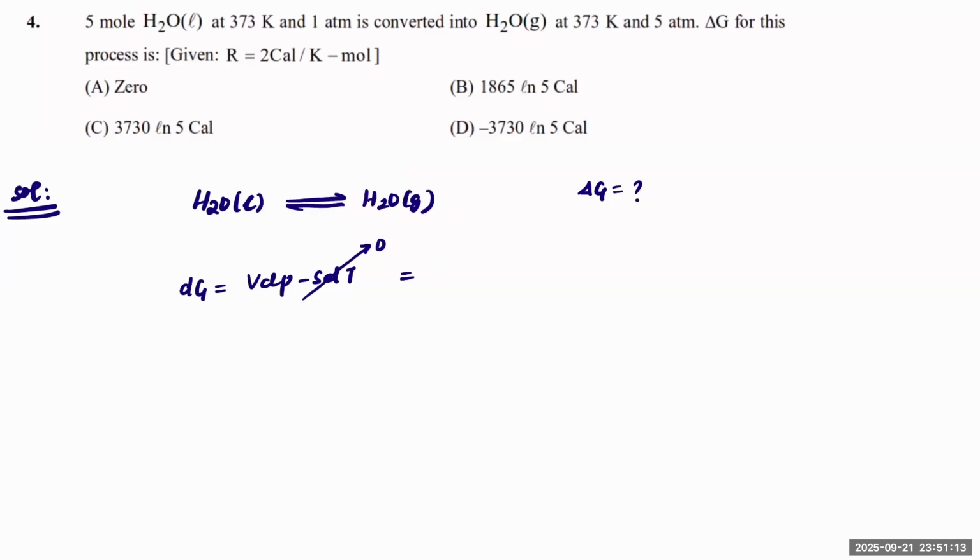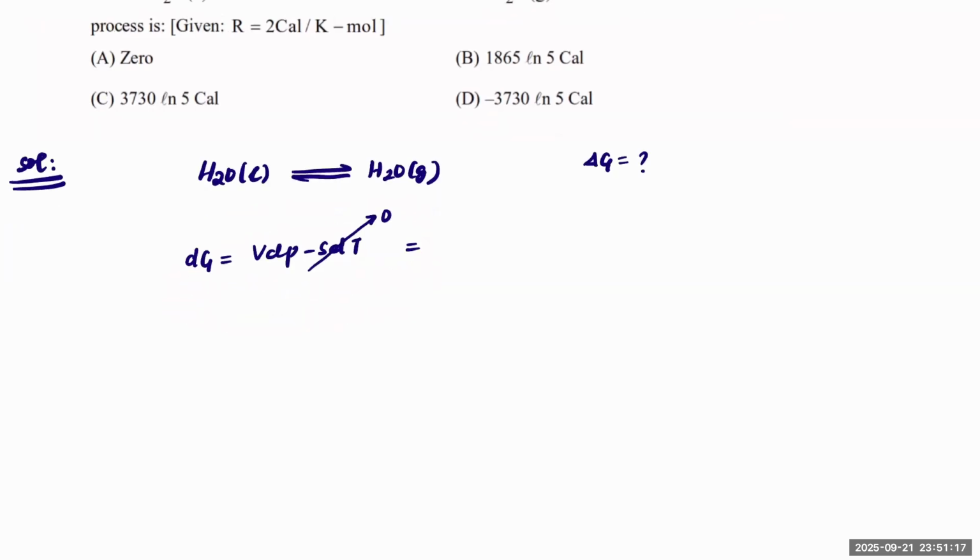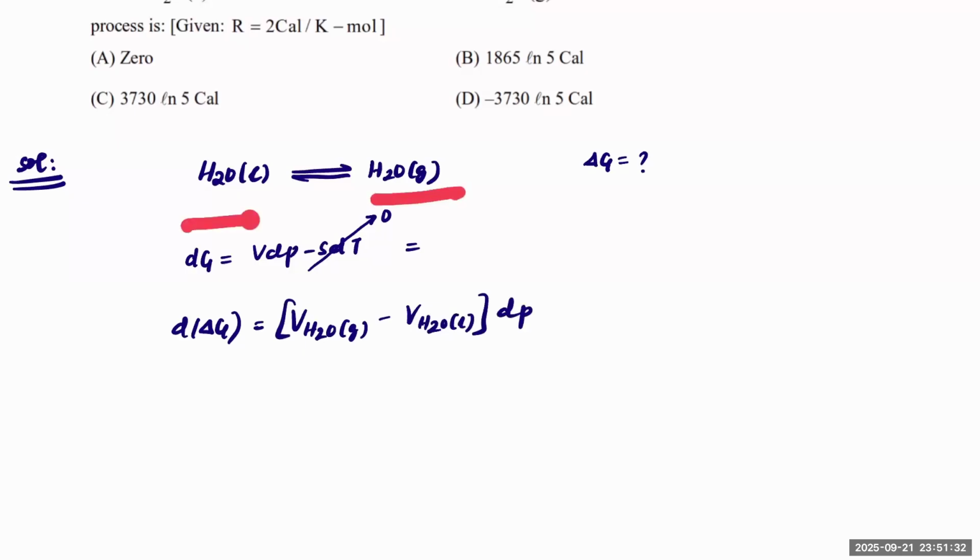Now suppose I write the volume factors. Notice this one thing: d of delta G has to be the volume of H2O in gas minus the volume of H2O in liquid, into dP, correct? This is products minus reactants, isn't it? Now tell me, compared to the volume of liquid, isn't the volume of vapor very much ignorable? This value can always be ignored.